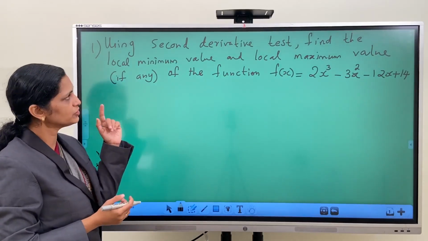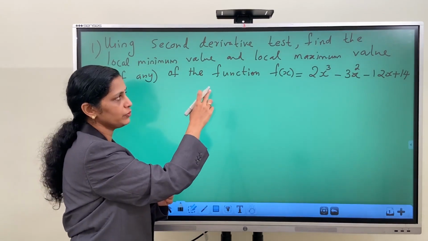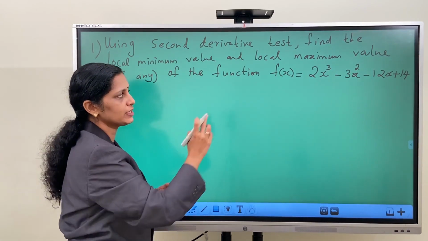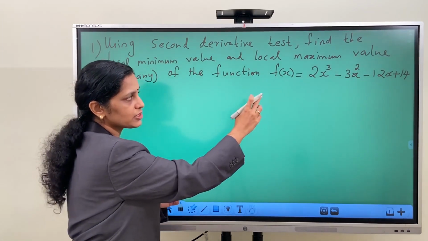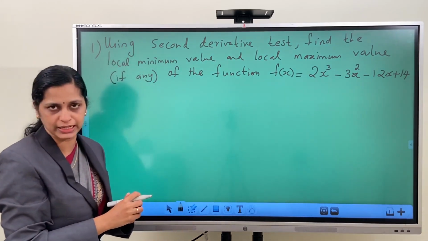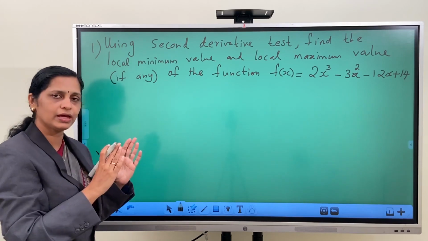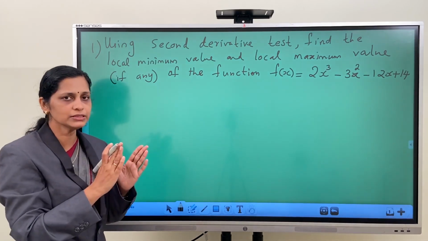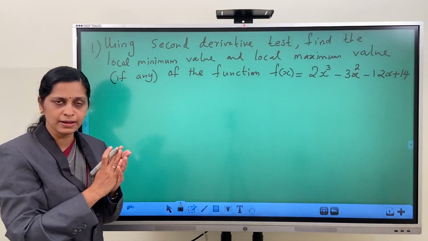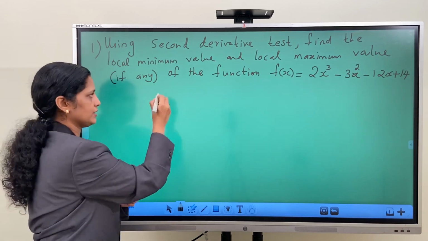Consider this question. Using the second derivative test, find the local minimum value and local maximum value, if any, of the function f of x is equal to 2x cubed minus 3x squared minus 12x plus 14. Here we are going to use the second derivative test. Anyway, it is the critical point giving us the point of local minima as well as the point of local maxima. Therefore, first we are going to find the critical points.